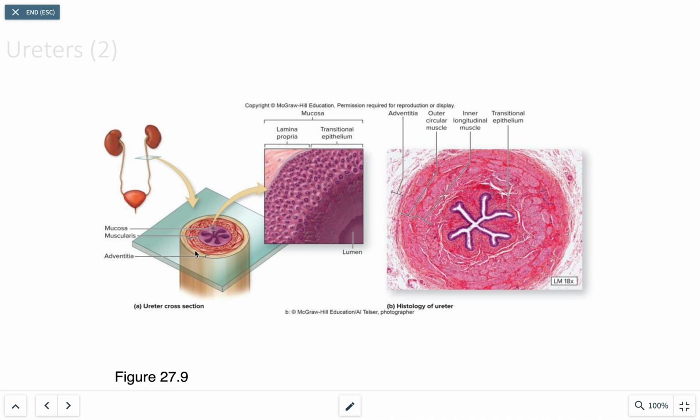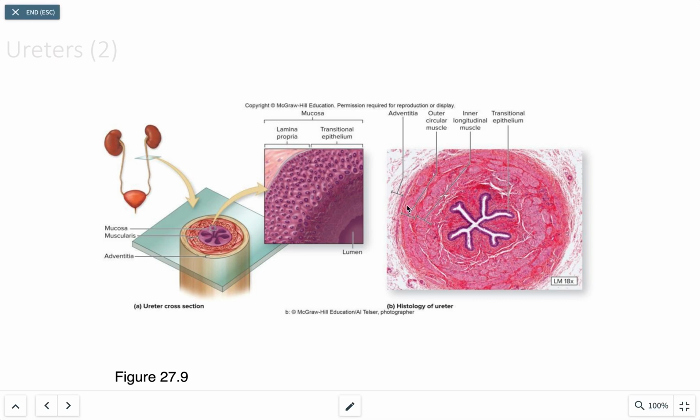And then finally, the most outer covering is the adventitia. So we can see it here on the cross-sectional area or over here in the histology slide. And it's made up of areolar connective tissue.